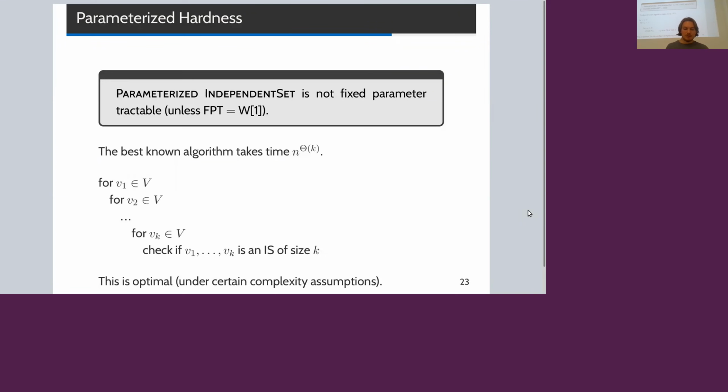You just iterate over all sets of size k. So you have for all v1 in V, for all v2 in V, for all vk in V. So you iterate over all sets of size k, and then you check whether these k vertices induce an independent set. And this way you can check whether the graph has an independent set of size k, in running time n to the k, but it's not an FPT algorithm.